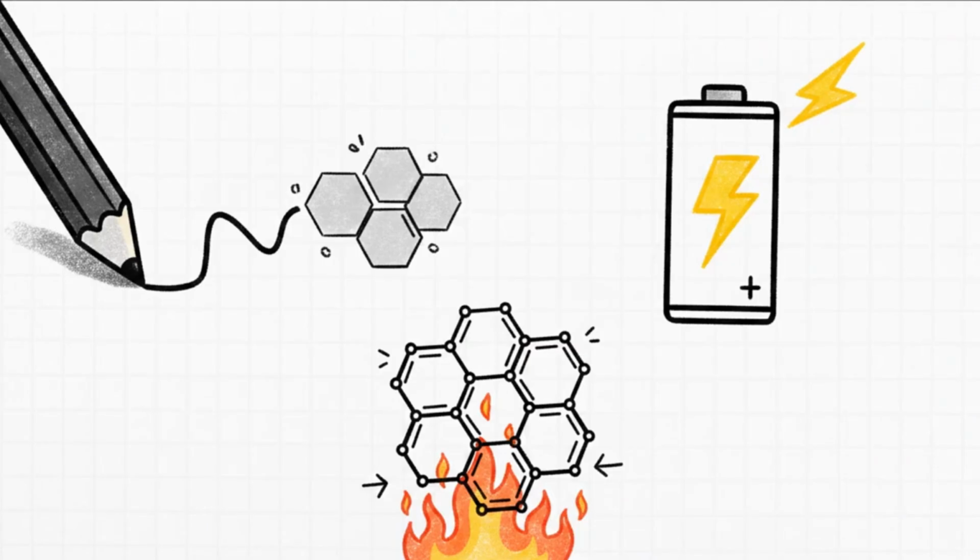Let's summarize what this actually means for graphite out in the real world. It's soft and slippery enough to be used as pencil lead, where the layers literally rub off onto the paper as you write, or as a dry lubricant for stiff locks. And its delocalized electrons make it ideal for things like battery electrodes.